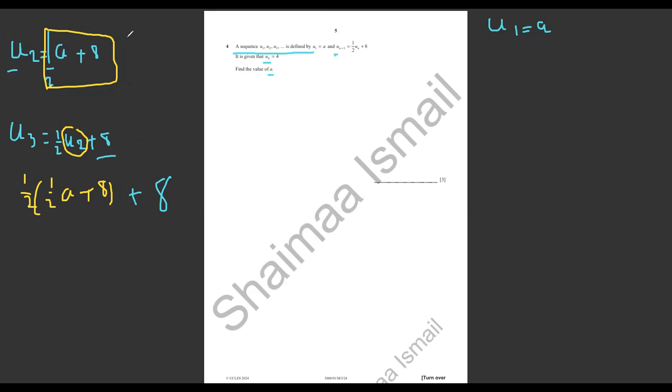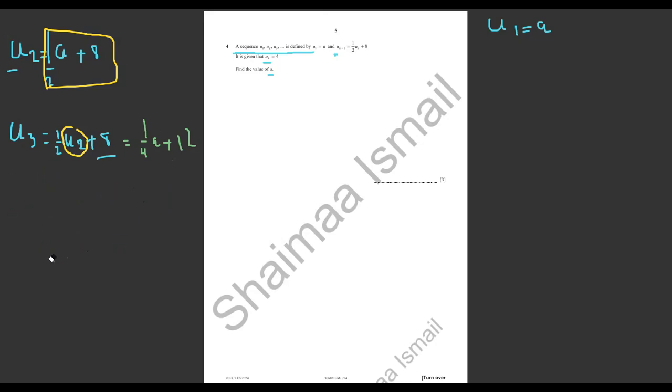Here you can say half multiplied by half is 1 over 4a, plus 4 plus 8, which is 12. So u3 will be equal to a quarter a plus 12. Let me explain to you how we get it.